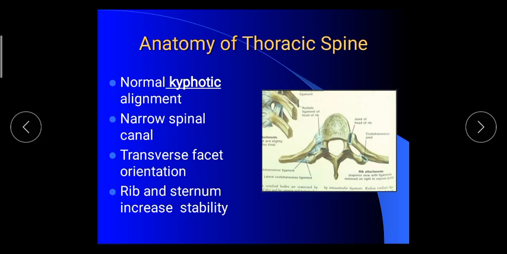Anatomy of the thoracic spine. In the thoracic region, there is kyphosis. The alignment is in kyphosis. Also, the spinal canal is narrow. The facets are oriented transversely. That is why the rotation movements occur at the thoracic spine. In the thoracic region, there are ribs and the sternum which increase the stability of the spine.